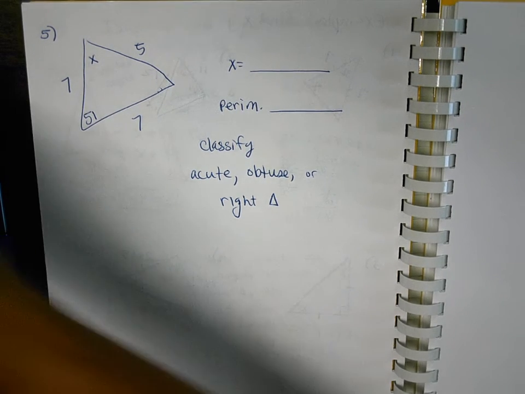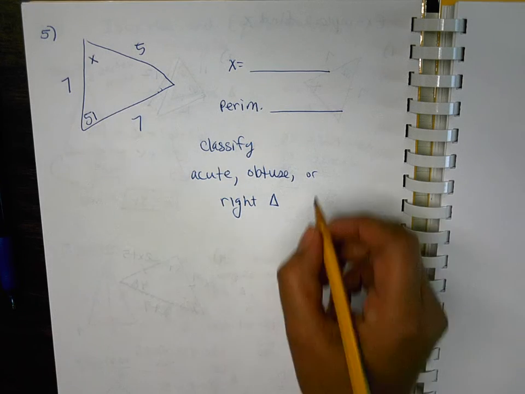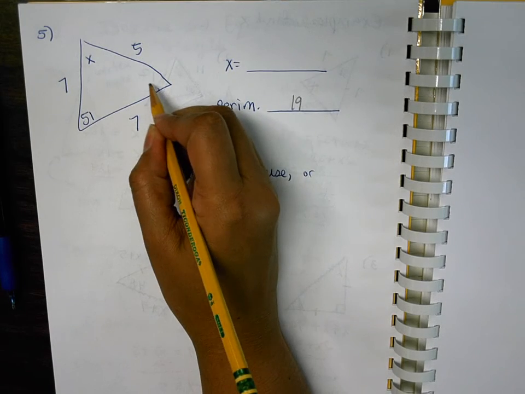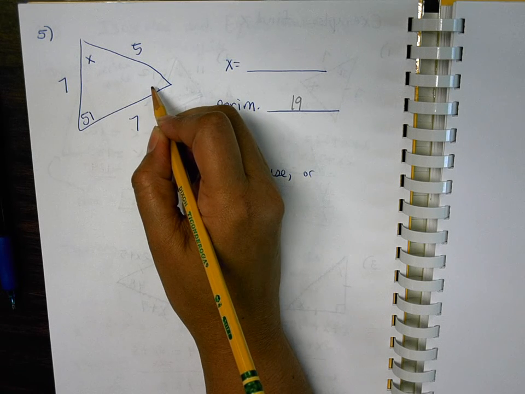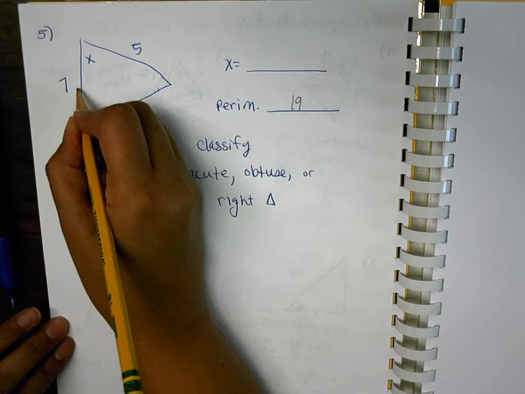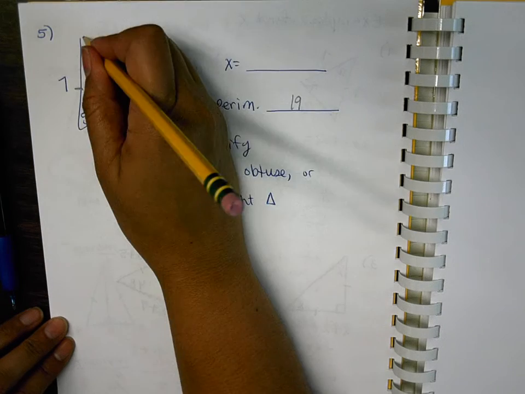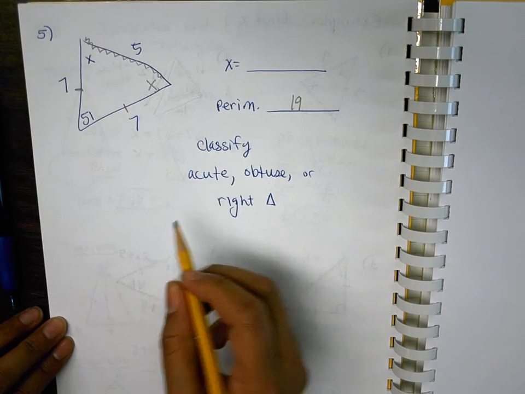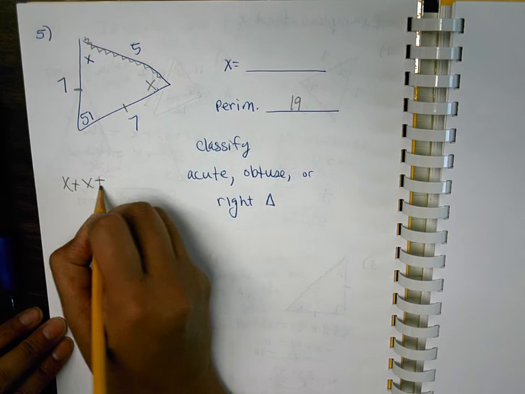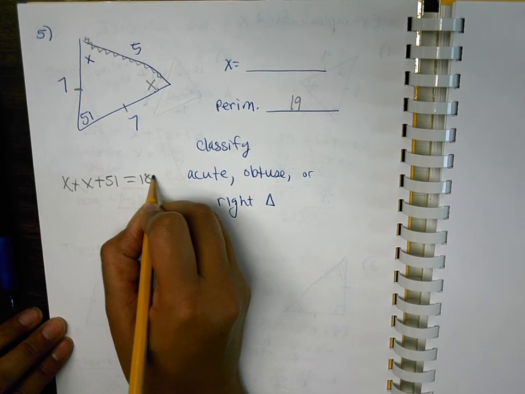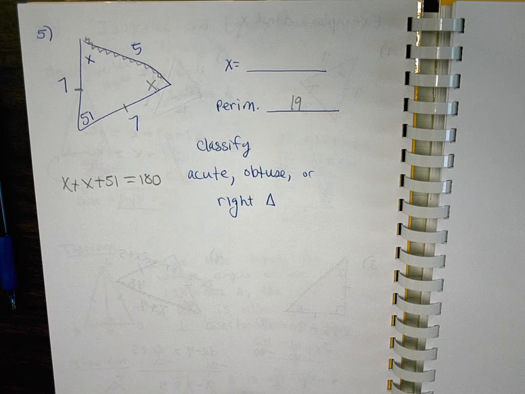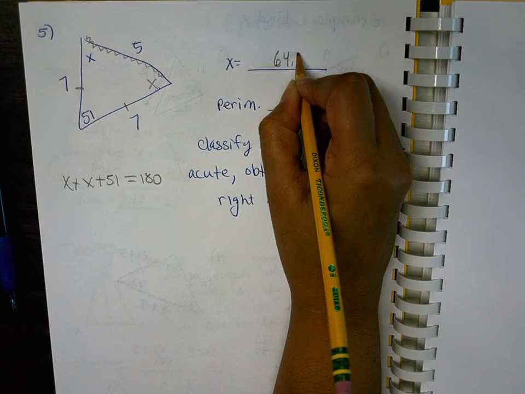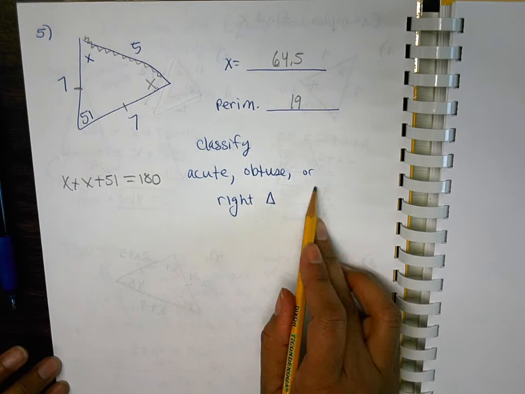What did you guys say the perimeter was? 19. What goes in here, the 51 or the x? 51. Okay, these are my equal sides. Do you agree? This is the base. So what goes in here? x. So x plus 51 equals 180. Did anybody do it all already? It comes out to be a decimal. 64.5. Good job.